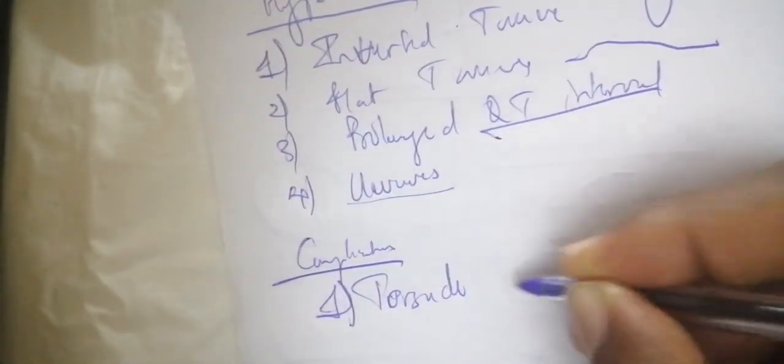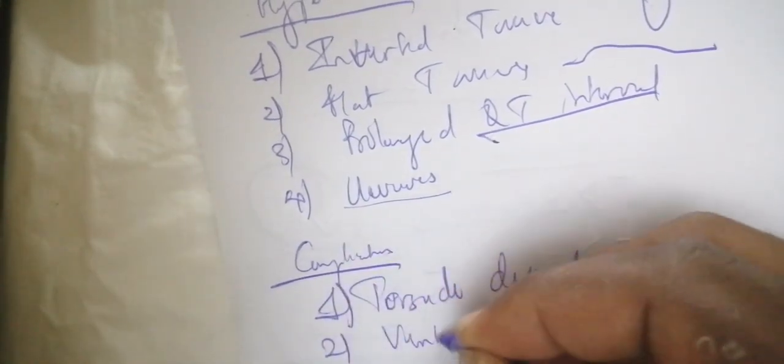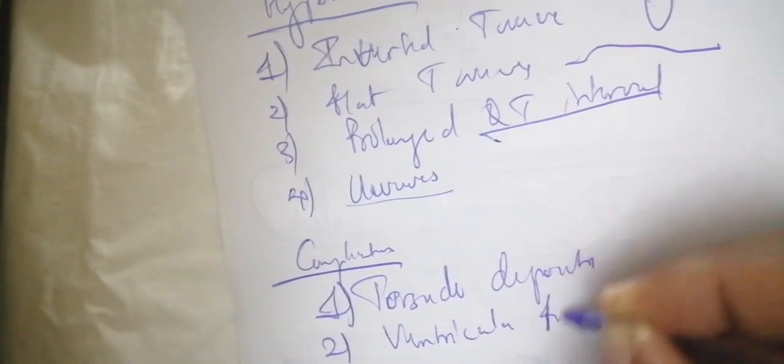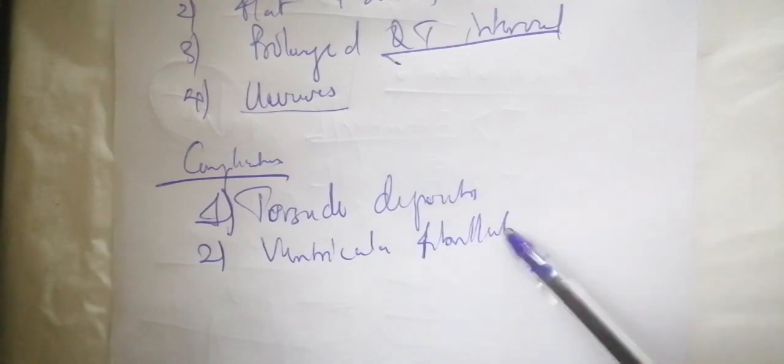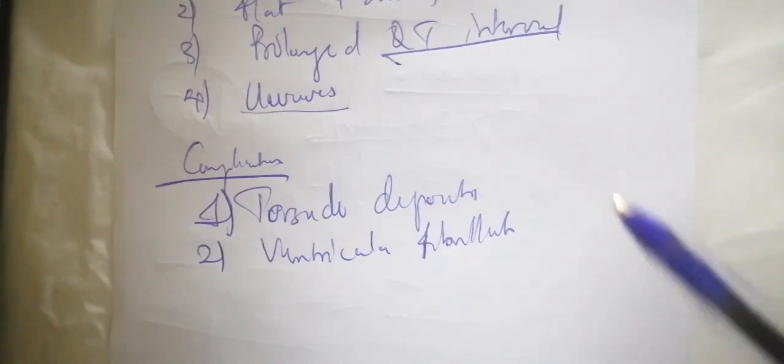But when you have hypokalemia associated with complications, the first complication is torsade de pointes, and the next complication is ventricular fibrillation. When you attain this level, you cannot just manage it with potassium. It is not just replenishing potassium that is going to help. An appropriate cardioversion or antiarrhythmic method should be used here.